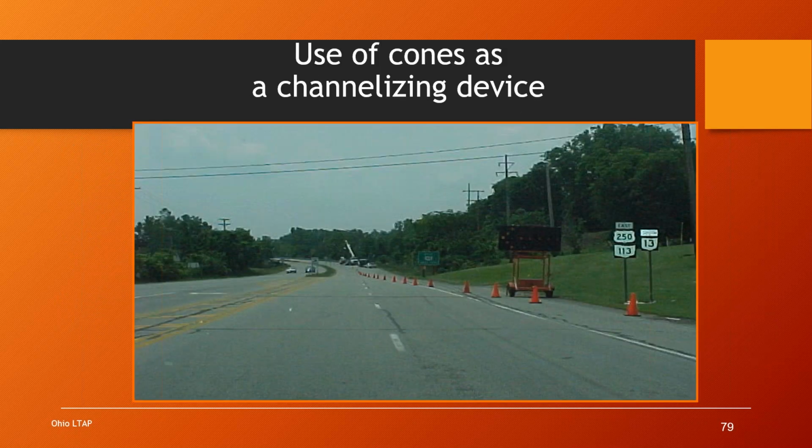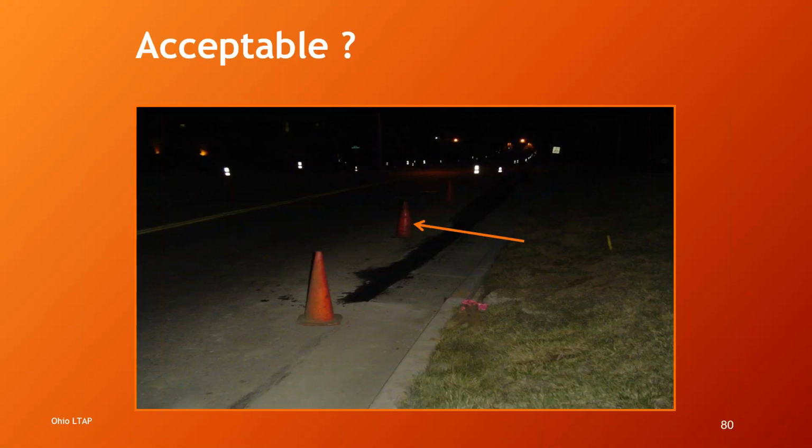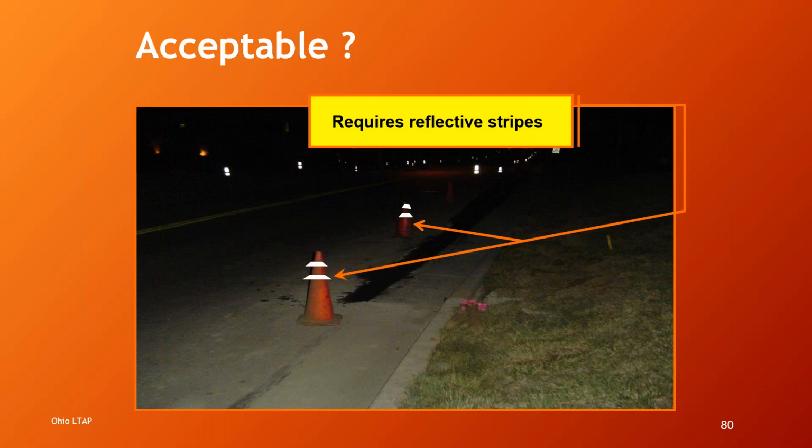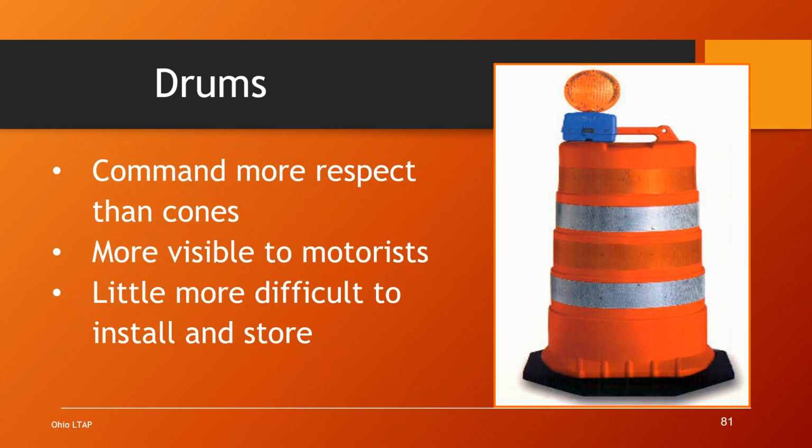So here's a picture of a 4-lane highway with cones being used as a channelizing device. You got your shoulder taper in front of the arrow panel, and then you have the long merging taper there. Here we have a nighttime picture. So are these first two cones that you see there, are they acceptable in this situation? No, they're not. They're required to be retroreflectorized with the bands of retroreflectivity.